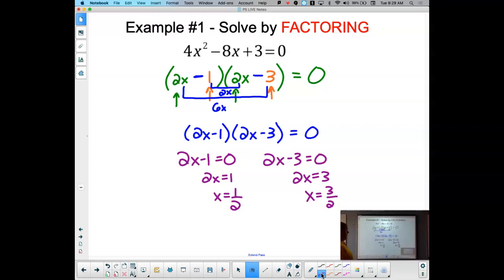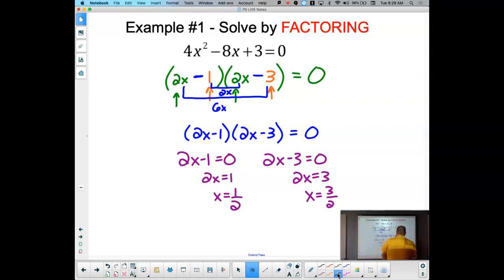And then I can go back and I can check them. 1/2 squared is 1/4. 1/4 times 4 is 1. 8 times 1/2 is 4. 1 minus 4 is negative 3, plus 3 is 0. That one checks out. 3/2 squared is 9/4. 9/4 times 4 is 9. 8 times 3 halves is 12. 9 minus 12 plus 3 is 0.